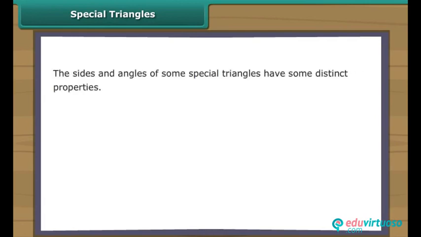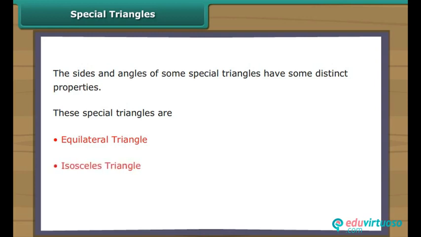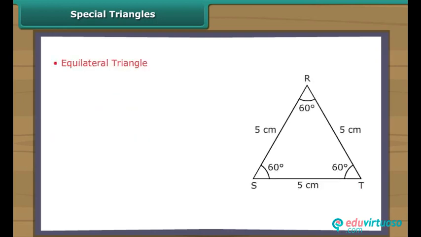Special triangles. The sides and angles of some special triangles have some distinct properties. These special triangles are equilateral triangle, isosceles triangle, right-angled triangle. Let us learn about them. Equilateral triangle.